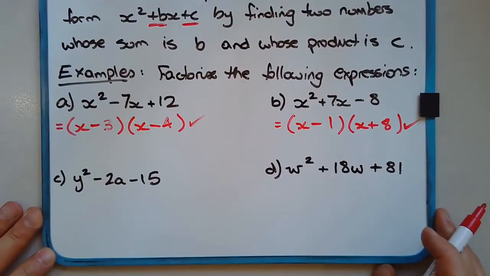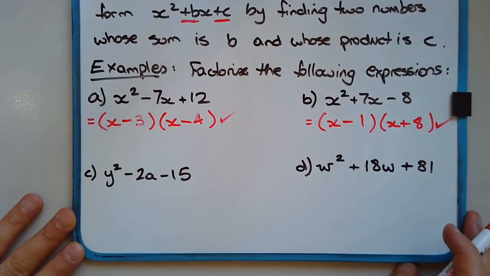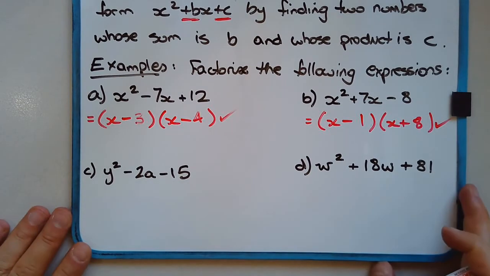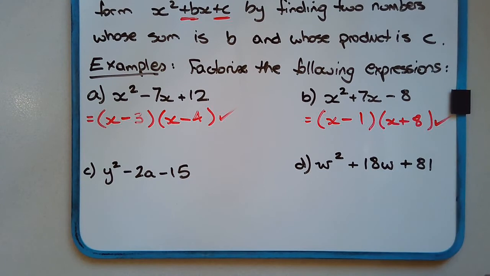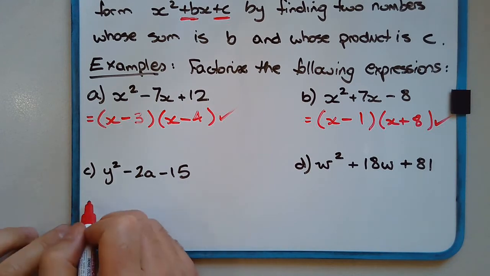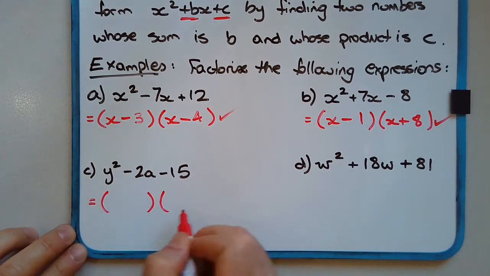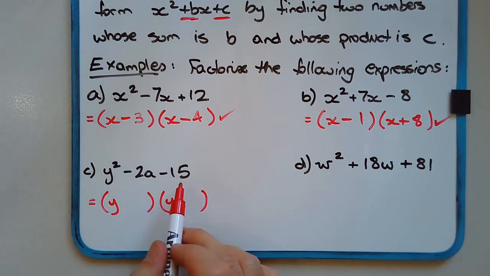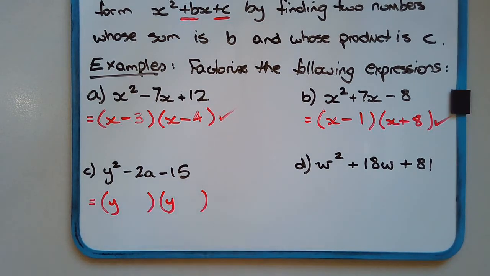All right, what about y squared minus 2y minus 15? So again, two numbers that when you multiply them together, you get negative 15, but when you add them together, you get negative 2. I might just draw on this. So I've got y and y, and negative 15. It means one of the numbers we're going to choose has to be positive, one has to be negative.